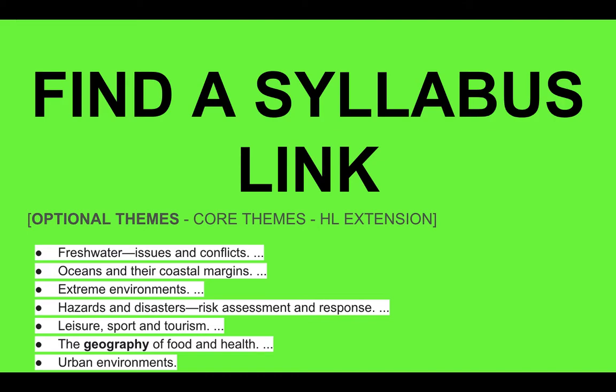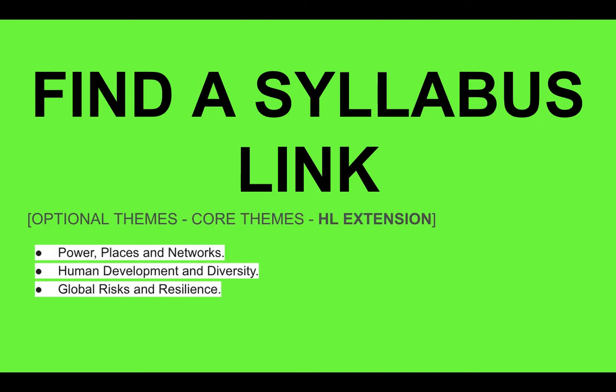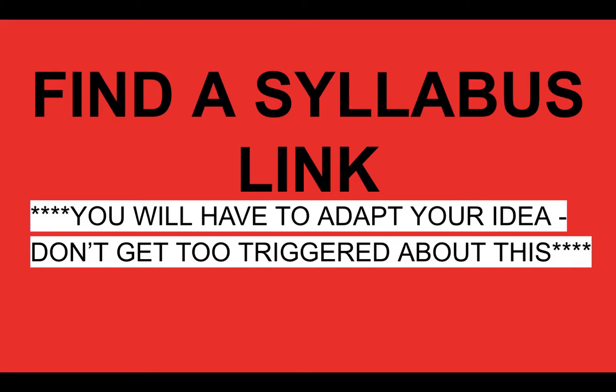So that includes the optional themes that you can see here on the screen: freshwater, oceans, extreme environments, hazards, leisure, sport and tourism, food and health, and urban environments. It includes topics from the core: changing population, climate vulnerability and resistance, and global resource consumption and security. And it can also include topics from the HL extension: power, places and networks, human development and diversity, global risks and resilience. Now, you will have to adapt your idea, but don't get too triggered about this.